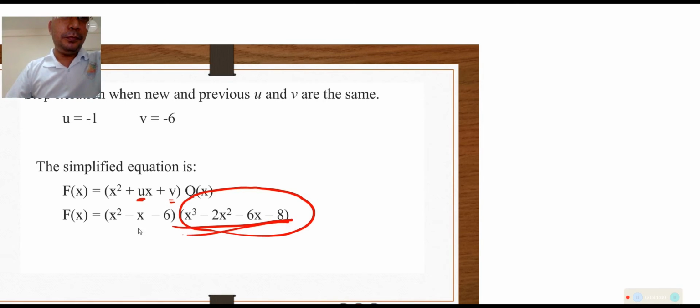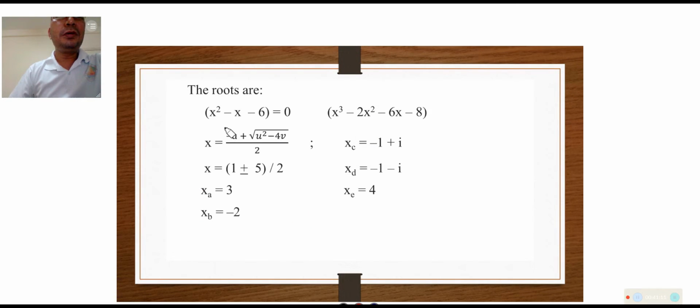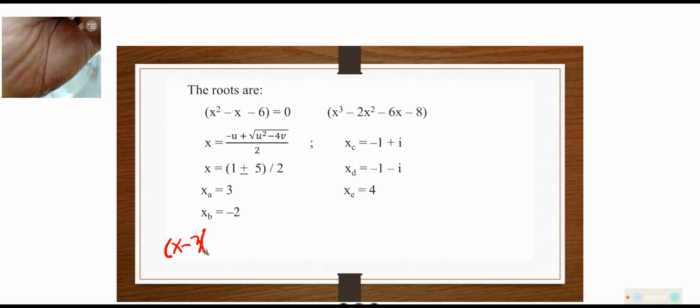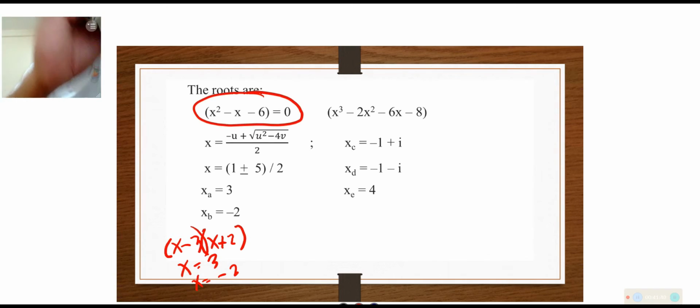So for this one, we could easily get the roots by using factoring, or maybe the synthetic division. The factors are x equals 3 and x equals negative 2. Or simply, you can factor x minus 3, x plus 2. That will give you x equals 3 and x equals negative 2 for this term.